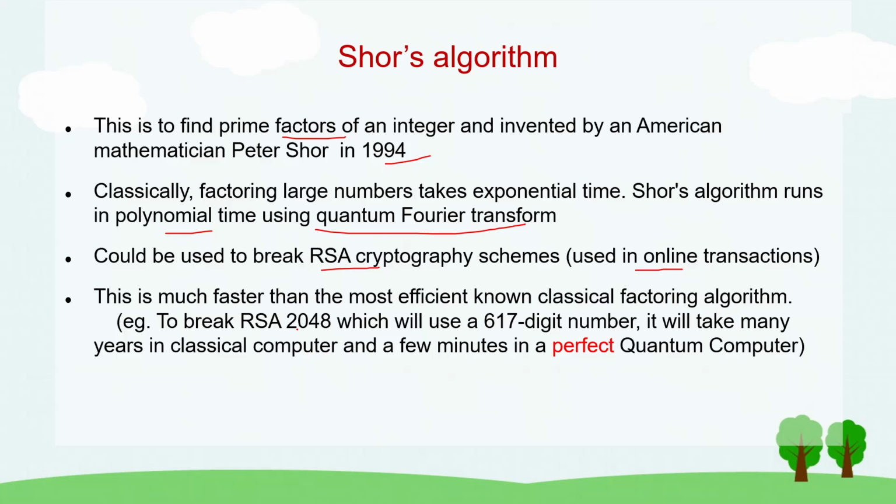To break RSA 2048, which uses a 617 digit number, it takes many years. But if we have a perfect quantum computer, which today we don't have, you can do it in a few minutes. Okay, so our online transactions are still safe. All right.